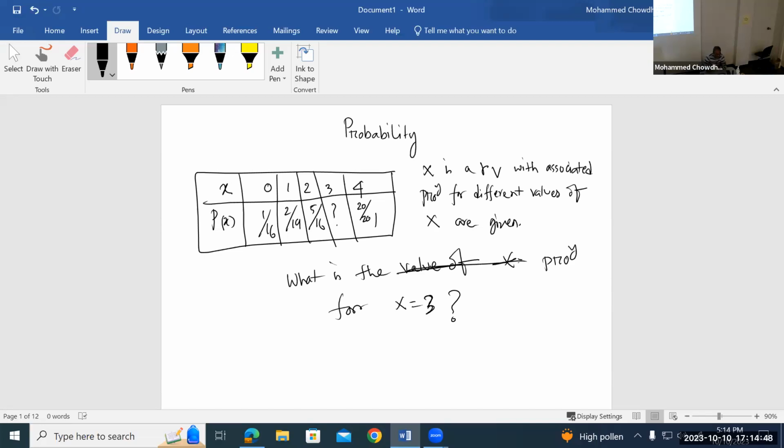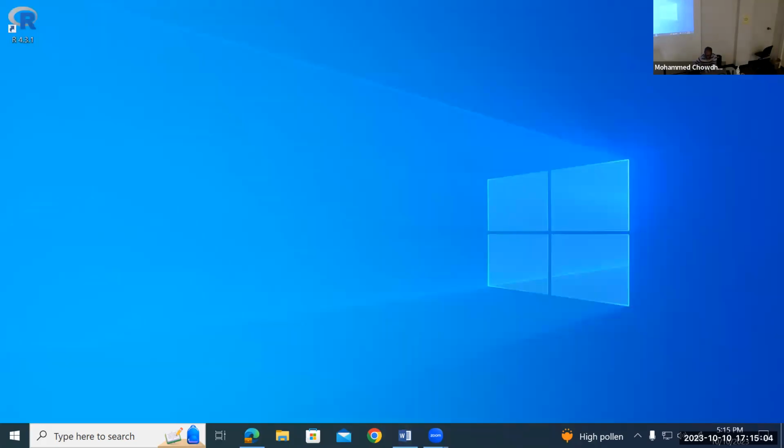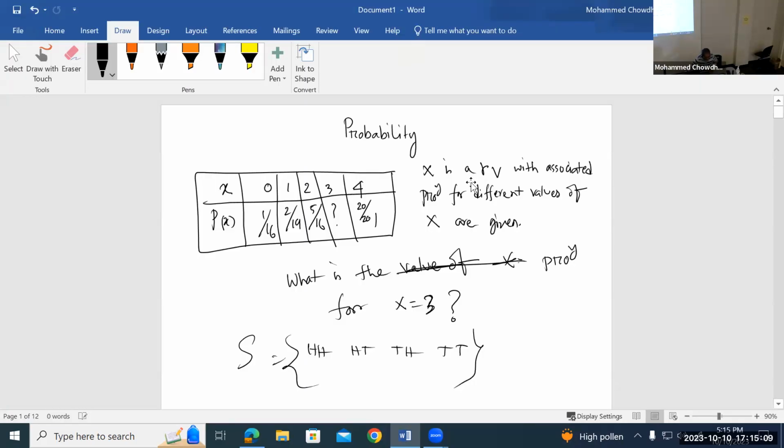Okay, let me give you a hint. Take a look at that. HH, HT, TH, TT, right? A 2 coin tossing experiment, right? S is the sample space, and X equal to the number of heads. So X equal to what? 2 heads, 1 head, 0 heads, right?